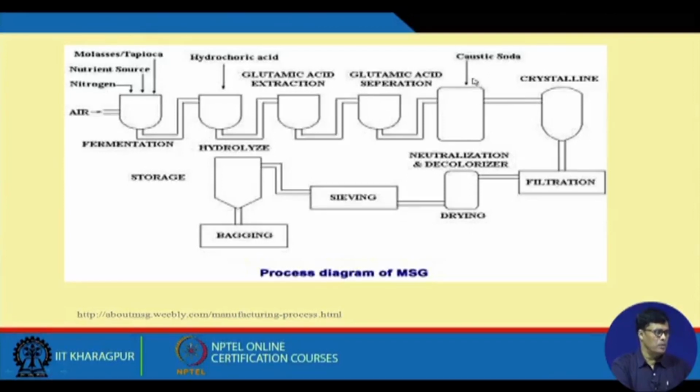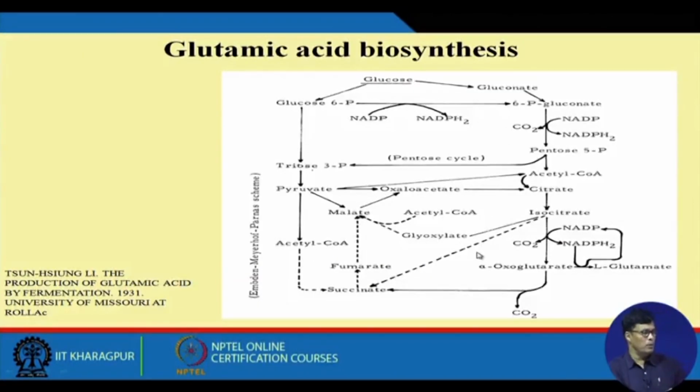We adjust the pH with caustic soda, then crystallization of the glutamic acid takes place, filtration, you dry the crystals, sieving it, and hydrolyze, and then we put it in plastic bags for storage. And this is how glutamic acid is produced in the industry, because this is the process flow diagram of how it is produced.